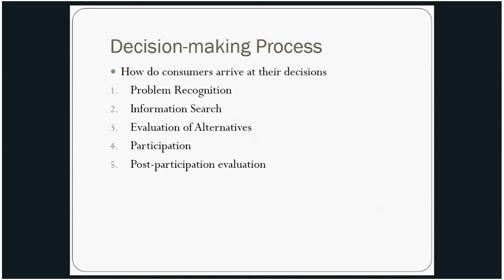This is a decision-making process for just about anything we do, not solely in sport marketing and participation. We're going to go through the 5 following steps: problem recognition, information search, evaluation of alternatives, actual participation or purchase, and then post-participation or post-purchase evaluation.